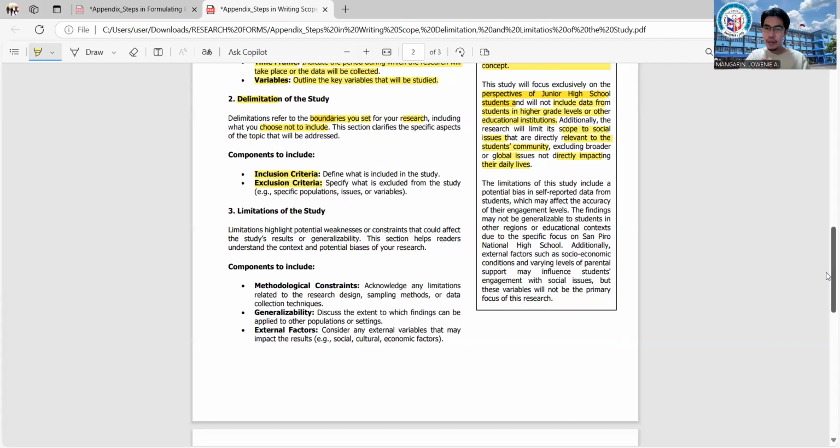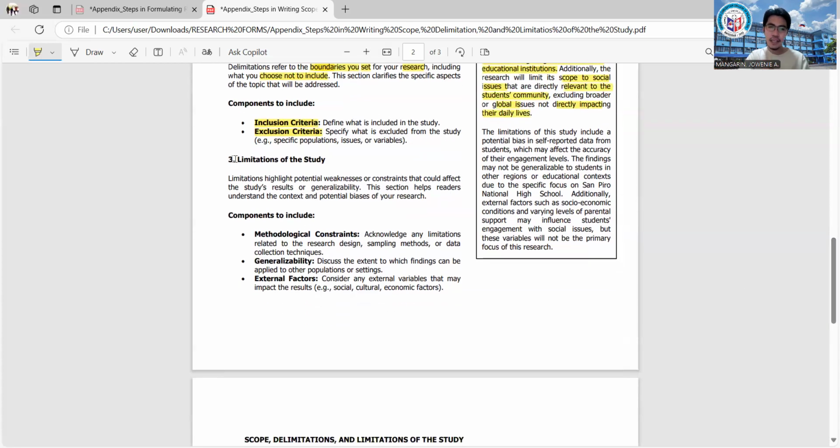Okay? And then last part ng paper natin is yung tinatawag natin na limitation. Pag sinabi naman nating limitation, do not be confused, no? It talks about the weaknesses. Ano yung tingin mong weaknesses ng paper mo or yung mga constraint na meron ka sa paper mo na maaaring makaapekto sa result ng iyong pag-aaral? Most of the time, ang focus ng limitation ay yung mga methodological aspect ng paper natin. Example, the research design, the sampling method, the data collection technique.